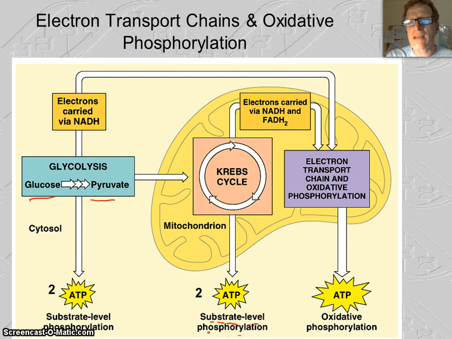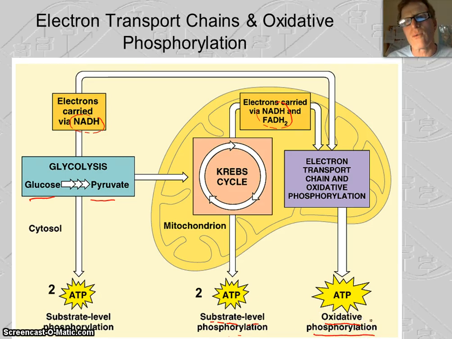Okay, but then we have all these energy-rich electrons that are carried by these carrier molecules, NADH and FADH2. And in this last step, they're going to be passed from the NADH and FADH2 ultimately through a bunch of proteins in this electron transport chain to oxygen. So because oxygen is accepting them finally, it's called oxidative phosphorylation.